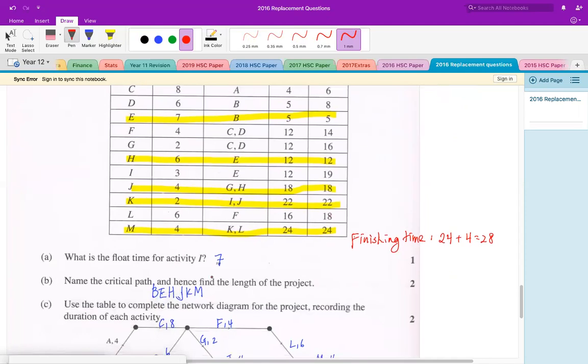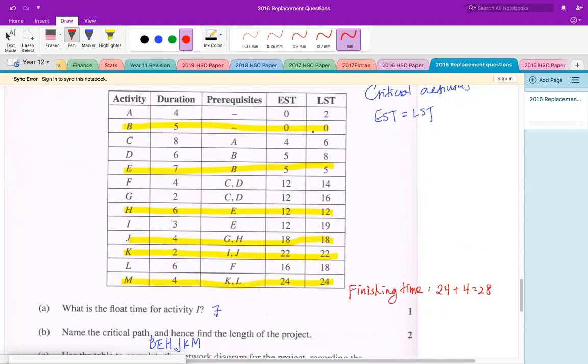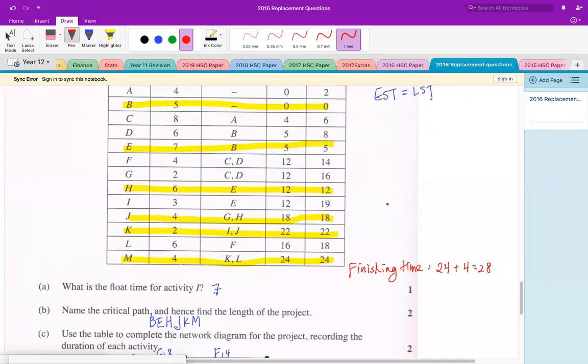So it asks, what's the float time for activity I? For activity I, the latest starting time is 16, and it's 19, right? And the earliest starting time is 12. So the difference is going to be how much they can slack for. Oh wait, you need to do this minus 3. Right? What's the answer for this question?